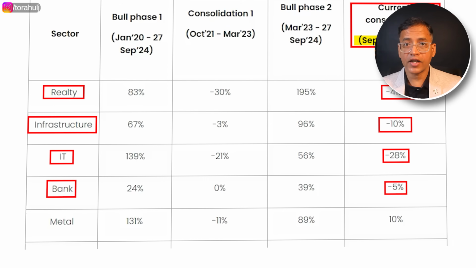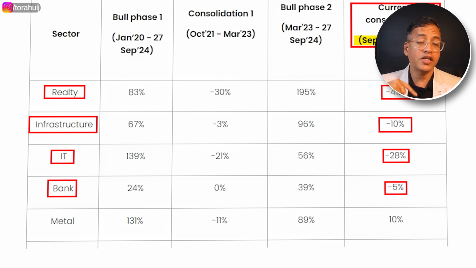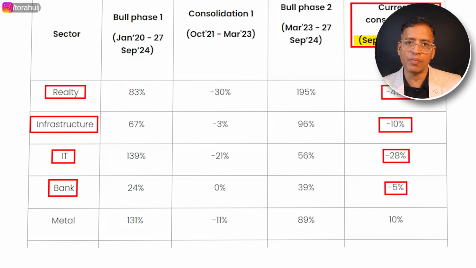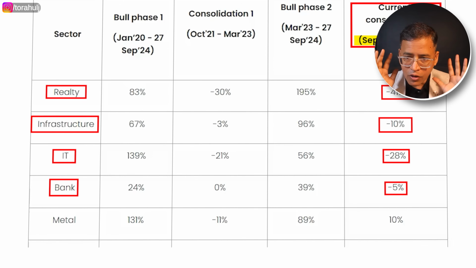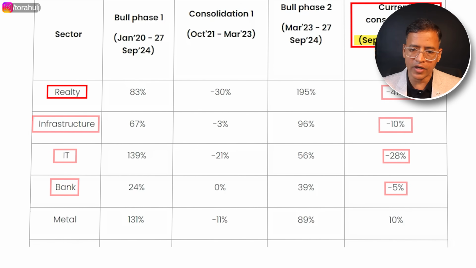Banks, 5% correction, but from the top or from the peak, it is much more than 5%. The 5% is from September 2024. It still presents a lot of opportunity in my view. Again, I'm going to show you some data points.